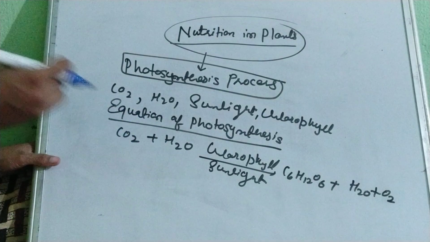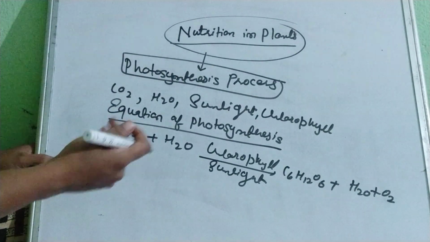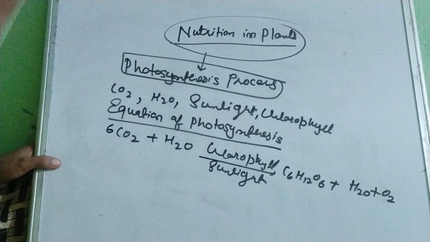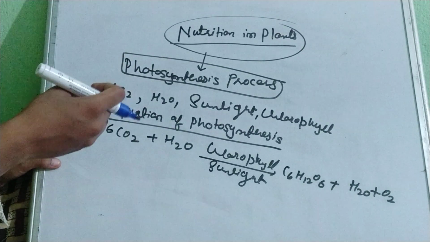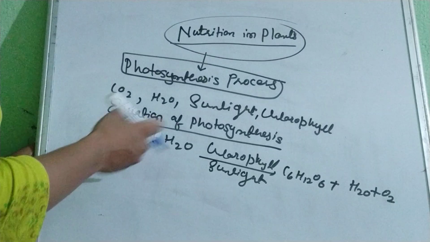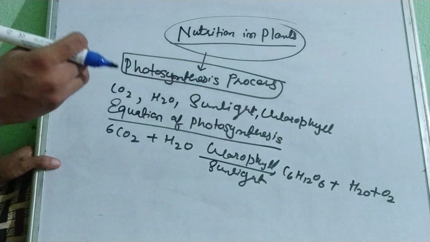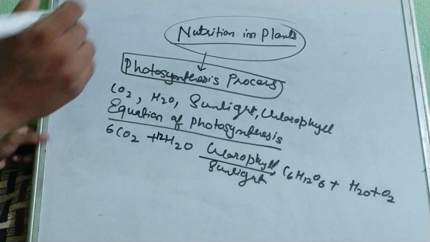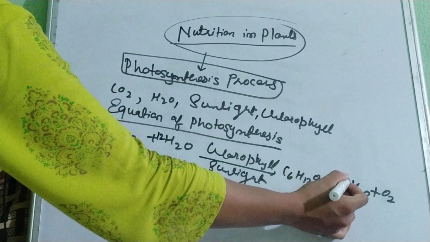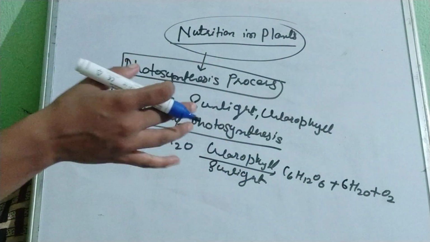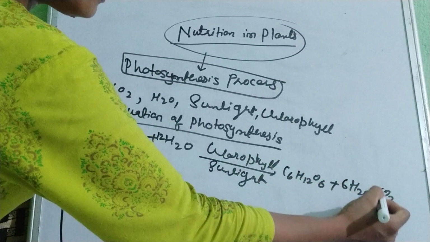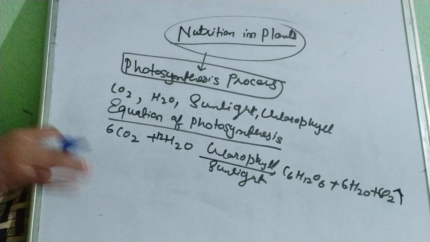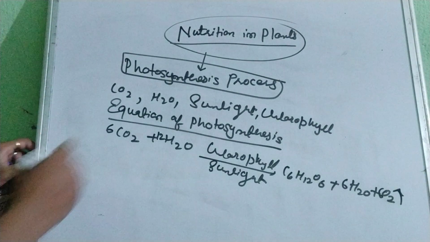Remember, if you want to balance it, the number of atoms of carbon, hydrogen and oxygen must be the same on both the reactant side and the product side. So it is 6, here it should be 12, and here again it should be 6. Just count the number of atoms, and here again it is 6. Oxygen will be in the gaseous form. So that is the important equation of your photosynthesis.